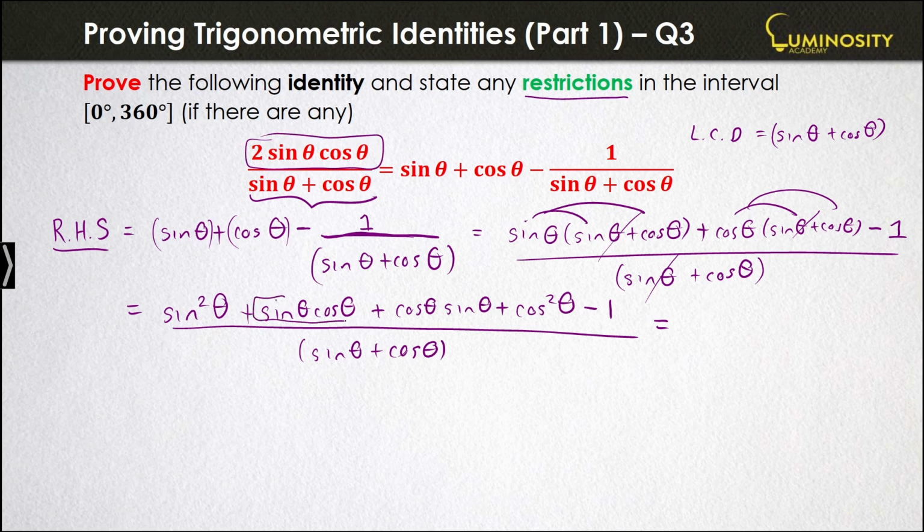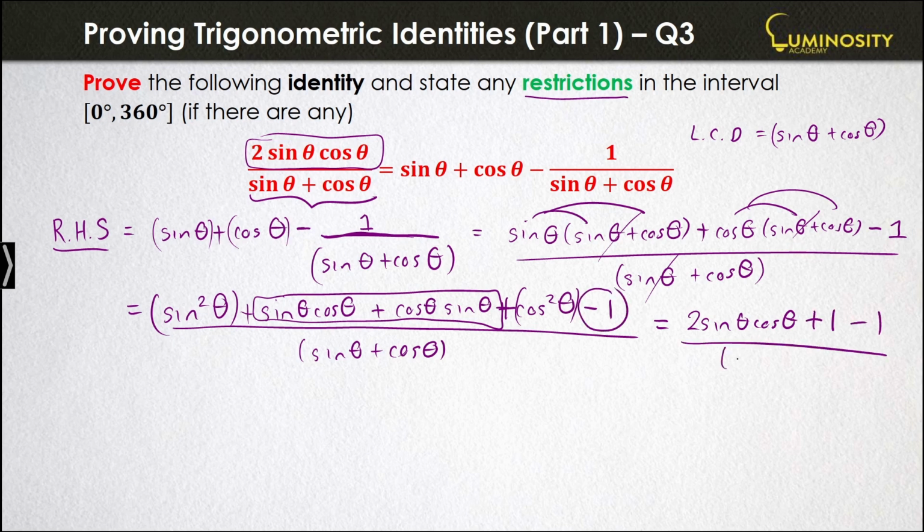So I see there are two groups of sine theta cos theta. So I'm going to write 2 sine theta cos theta. Then I have a sine squared theta term plus a cos squared theta term. Now from your trig identities, right, that is the square identity. So sine squared theta plus cos squared theta is 1. And then there's a minus 1 term at the end here, all over sine theta plus cos theta.